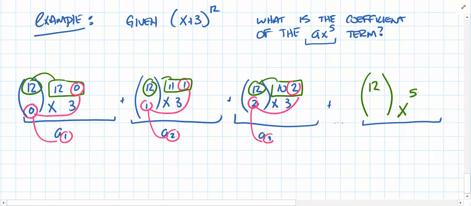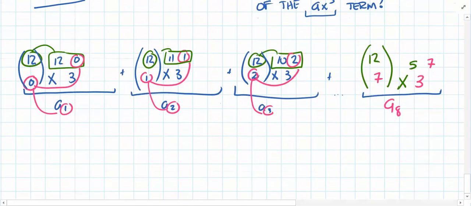So let's think about this. If I have an x to the fifth, that means I'm going to have a 3 to the what power in order to make the 5 and what add to 12? Well, it has to be a 7. So if that has to be a 7 there, then this has to be a 7 down here. And that must mean that we're looking for one more of that. So we're looking for the a sub 8th term, the 8th term of this, because that's the one that has the x to the 5th exponent.